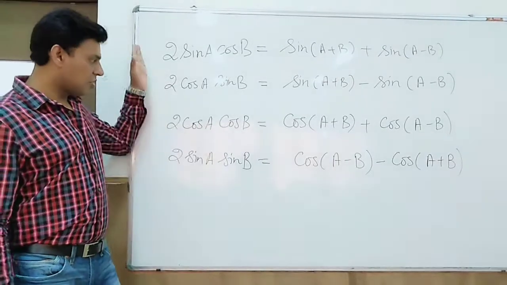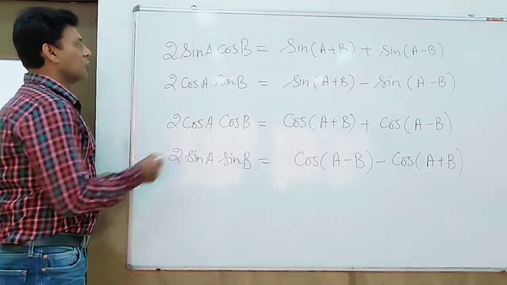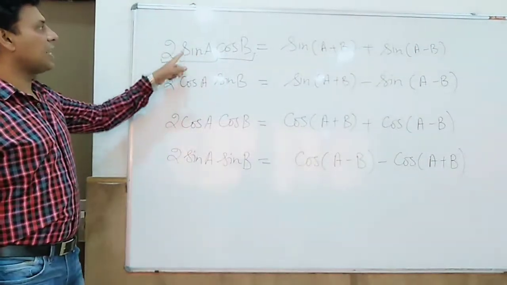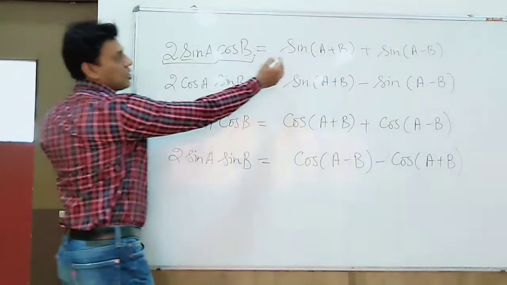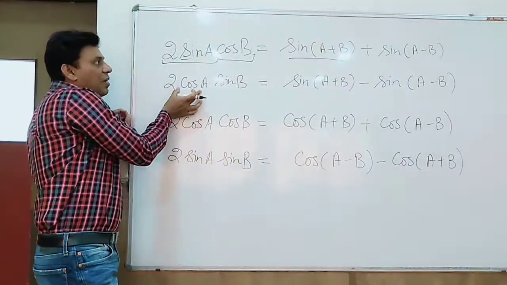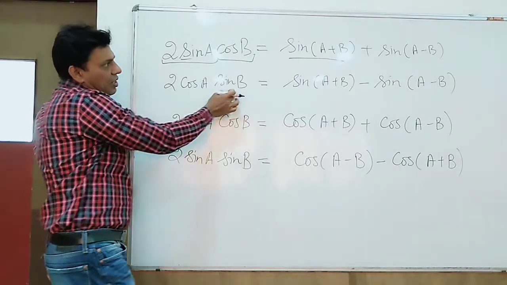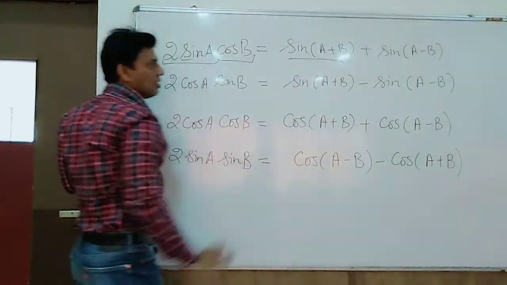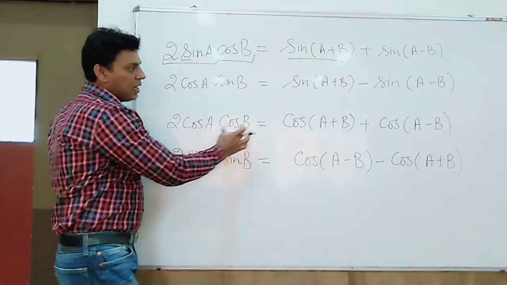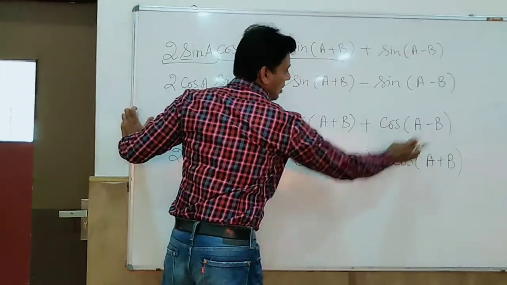We have these four formulae with us. 2 sin A cos B, so there is a product, 2 sin A cos B, is equal to sin(A+B) plus sin(A-B). And if cos is coming first, that is 2 cos A sin B, then we have a minus between sin(A+B) and sin(A-B). Now 2 cos A cos B equals cos(A+B) plus cos(A-B).